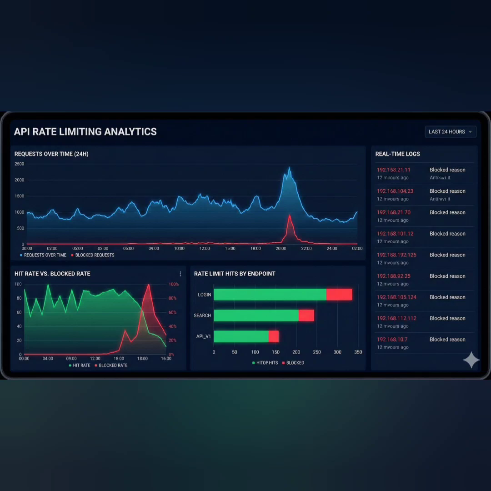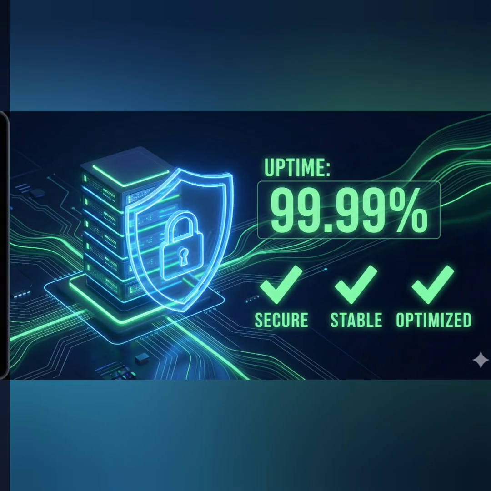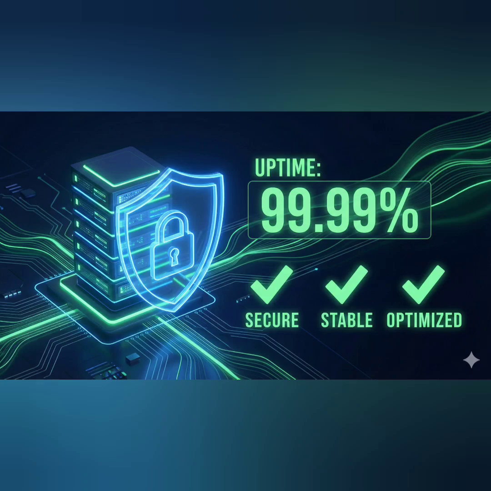Outro. Rate limiting isn't glamorous, but it's essential. It protects your infrastructure, ensures fair resource distribution, and keeps your application stable under pressure. Implement it early, tune it carefully, and monitor it constantly. Your future self and your users will thank you.